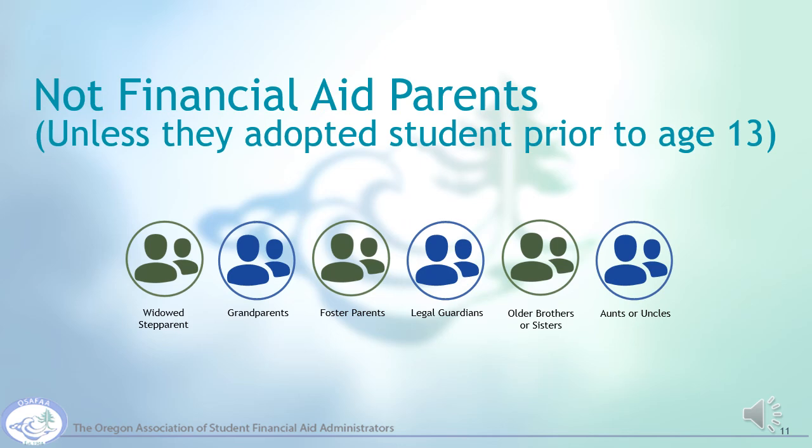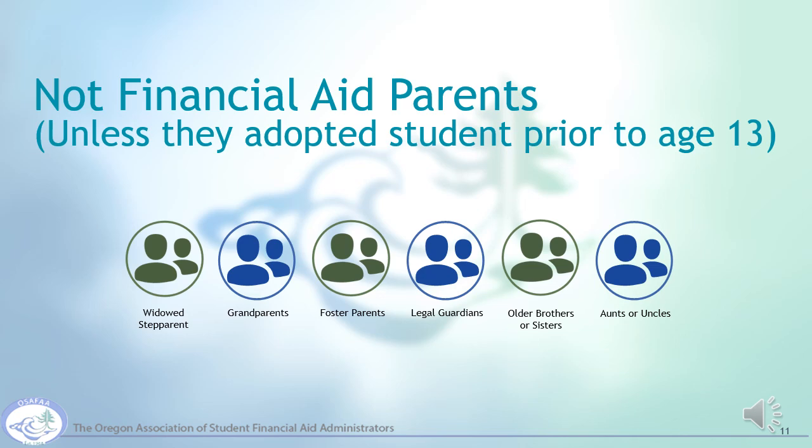In some cases, the person the student lives with, who may be functioning as their parent, may not be the financial aid parent. If the student is living with a grandparent or relative, they would not be considered the student's financial aid parent unless they legally adopted the student prior to the 13th birthday. If the student is living with someone who has not legally adopted them, you will need to refer to the information we covered in the previous slide to report the appropriate parent's information.